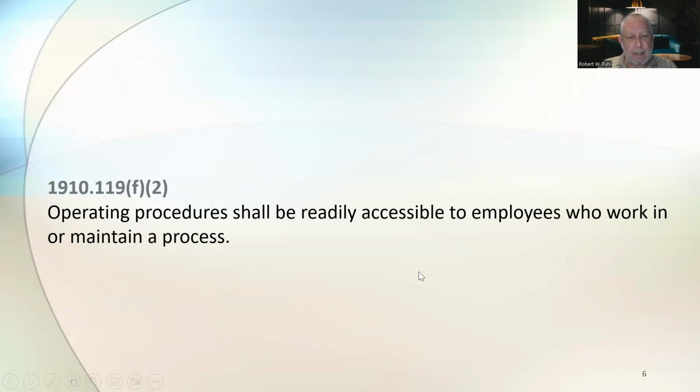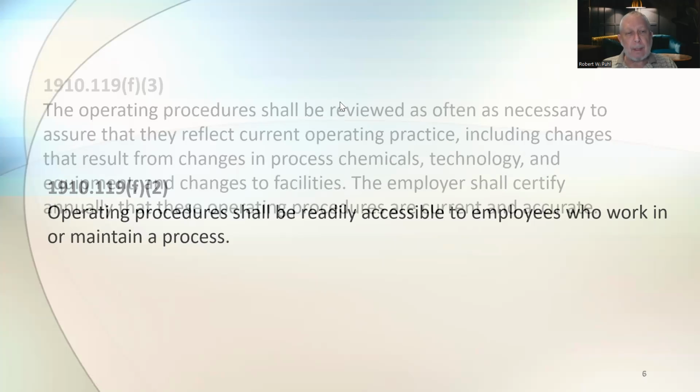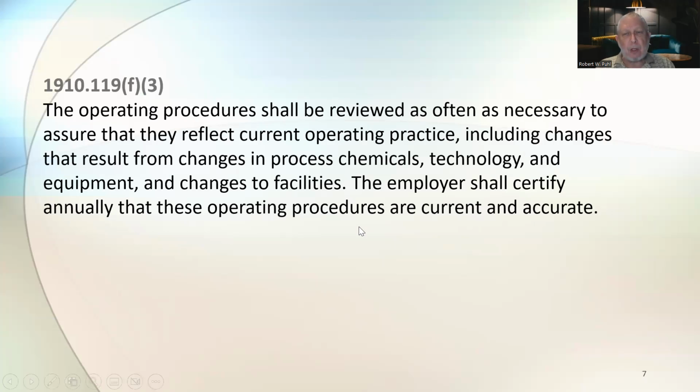Operating procedures shall be readily accessible to employees who work in or maintain a process. Very important. You just can't write them and hide them. The operating procedures shall be reviewed as often as necessary to assure that they reflect current operating practice, including changes that result from changes in process chemicals, technology, and equipment, and changes to facilities. The employer shall certify annually these operating procedures are current and accurate.